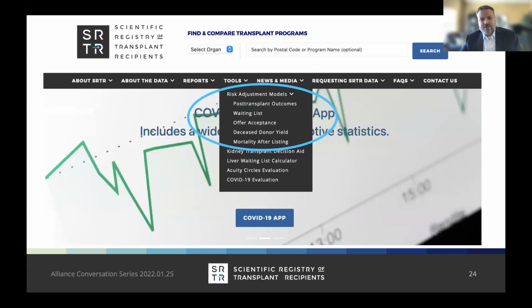And this gives me the opportunity to point out on our website where you can find this information. If you go to the SRTR website at srtr.org and you look under the tools menu, you will see the risk adjustment models are the first thing that pops up. Again, you've got different categories of models that we can look at. You're going to look in the waiting list section there for the current waitlist models.